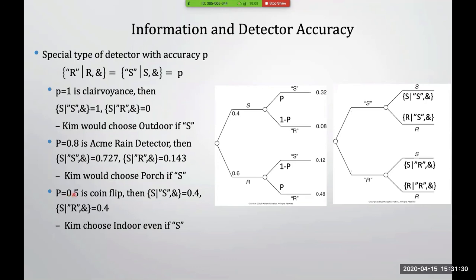What does that mean? P is equal to 0, meaning when the weather is sunny, the detector would predict it is going to be a rainy day with 100% of the chance. When the weather is a rainy day, then the rain detector would predict it's a sunny day with 100% of the chance. It is predicting exactly the opposite of the weather.